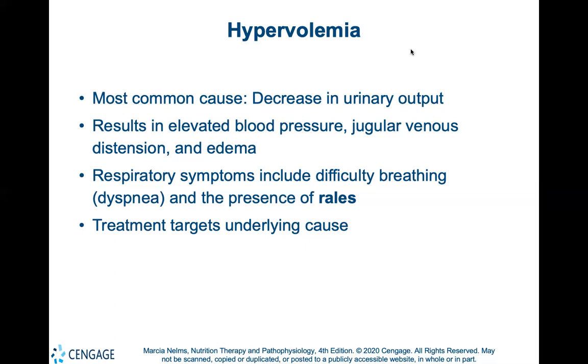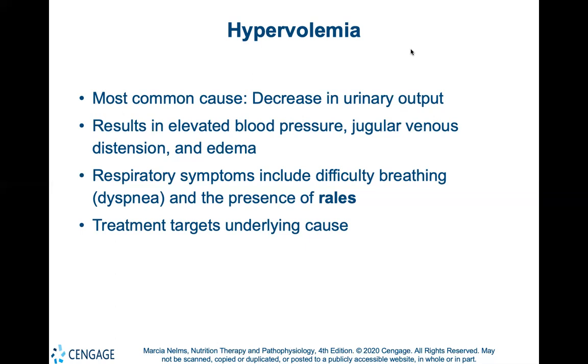Respiratory symptoms include difficulty breathing and the presence of rales. Rapid weight changes also correlate with hypervolemia. A weight gain of 1 kilogram is equivalent to the retention of approximately 1 liter of fluid. Sodium, chloride, hemoglobin, BUN, and albumin would be artificially low in the clinical scenario.